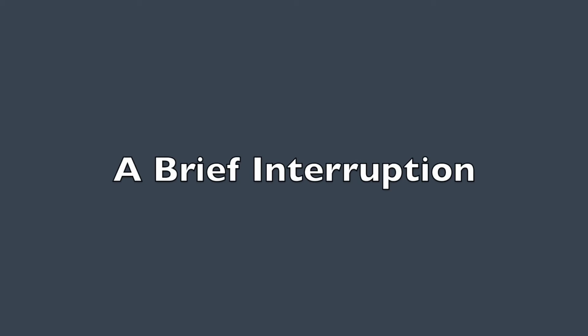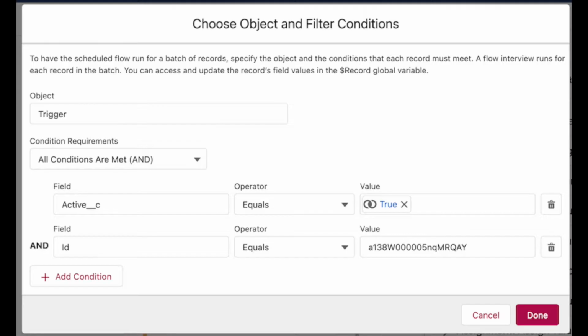Hey, editing me here. I'm realizing that I forgot to add a filter condition that fires on our specific trigger record. So in reality, the start condition should look for trigger records where the active checkbox is true and where the ID matches the record ID that we copied earlier from our trigger record. Okay, back to the video.